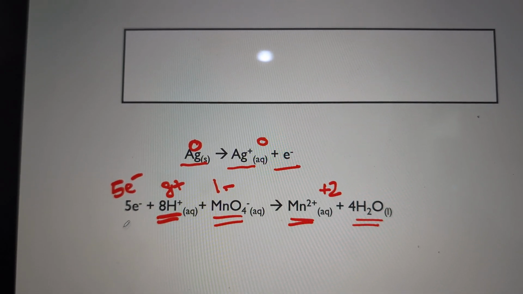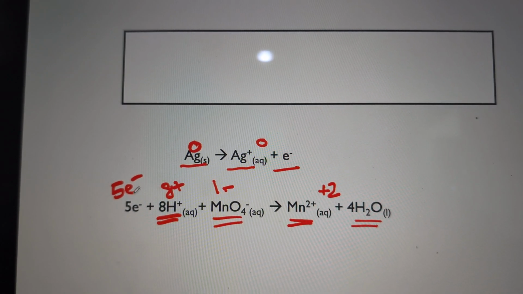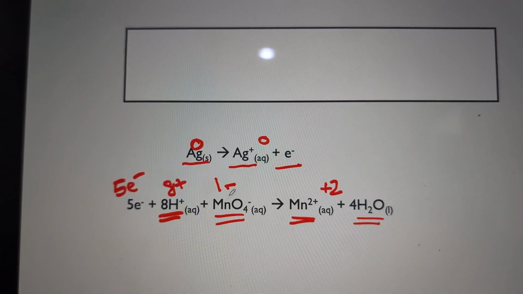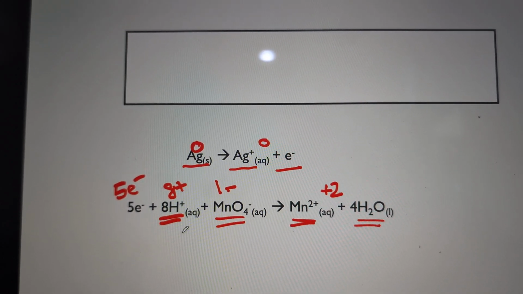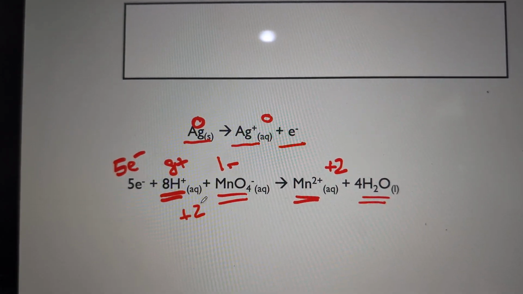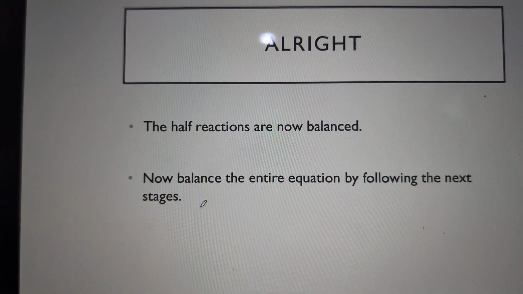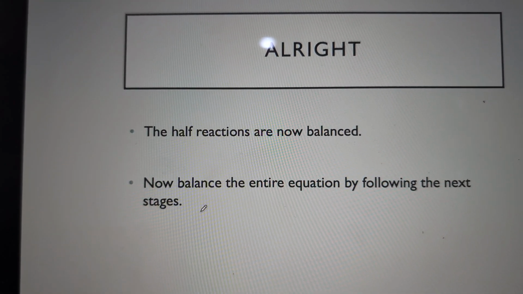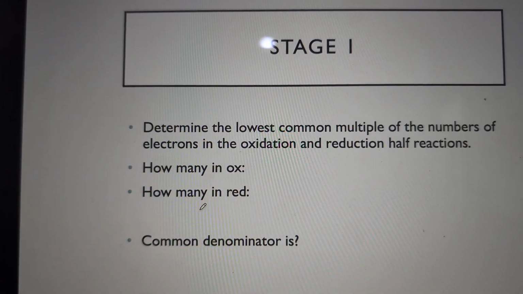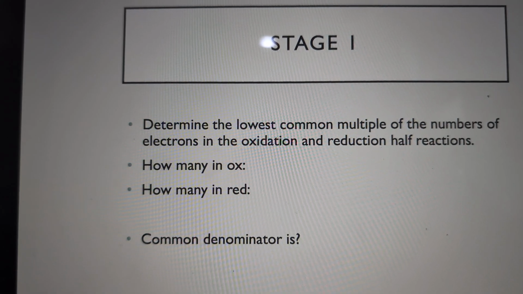So then if you look at our net, 5 electrons or 5 negatives plus 8 positive plus 1 negative, that gives you a net of positive 2 on each side, and that's what we'll need. So now your half reactions are balanced. So now you can balance the whole thing. And the next few slides talk about the multiplier.